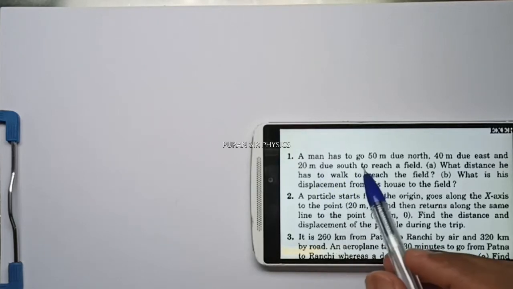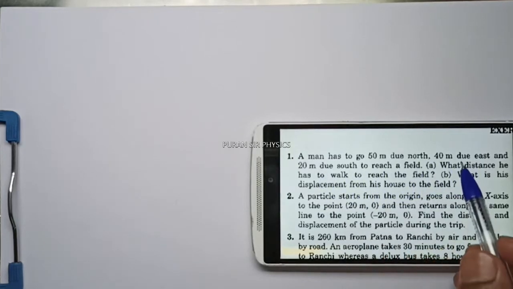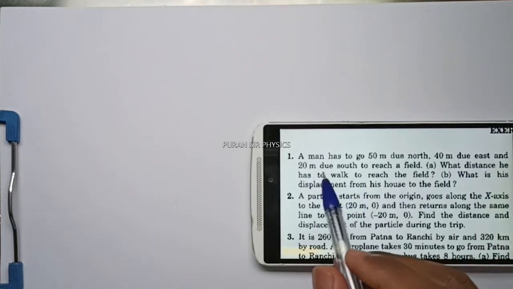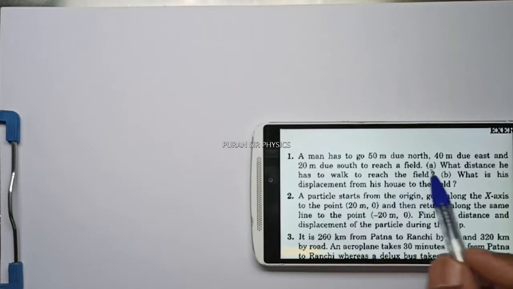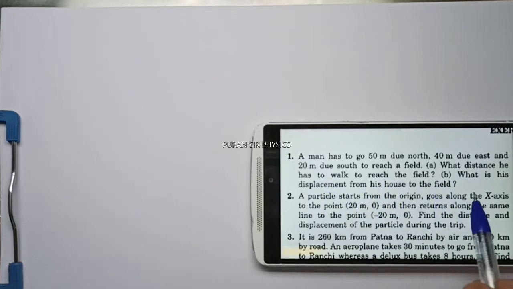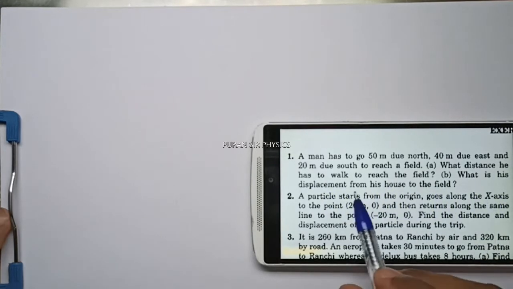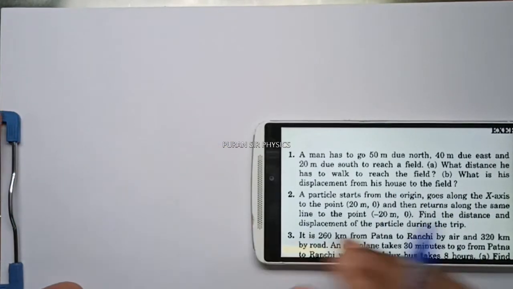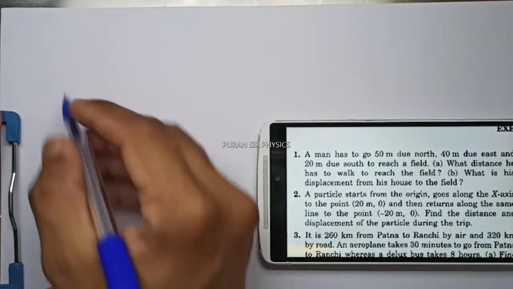In question 1, a man has to go 50 meter due north, 40 meter due east, and 20 meter due south to reach a field. A. What distance he has to walk to reach the field, and in the second part, what is his displacement from his house to the field. So let us say that the house is located at the origin.